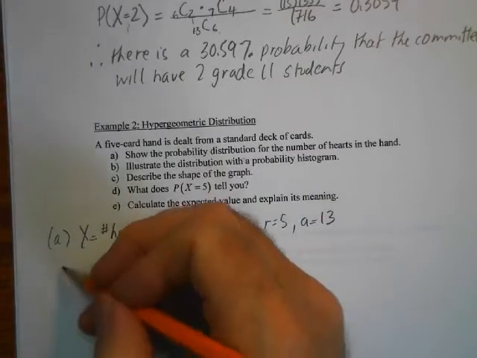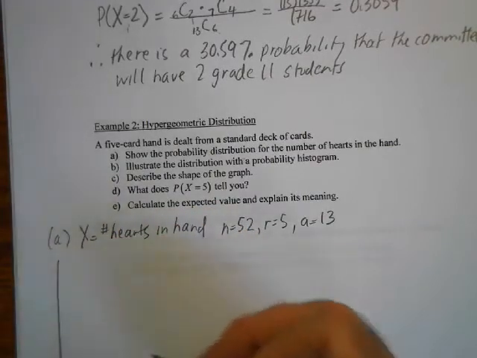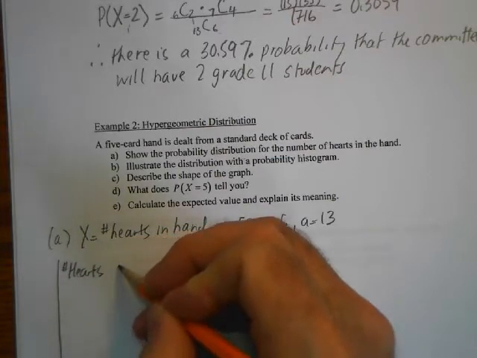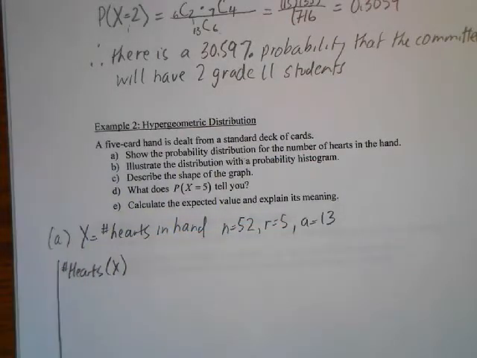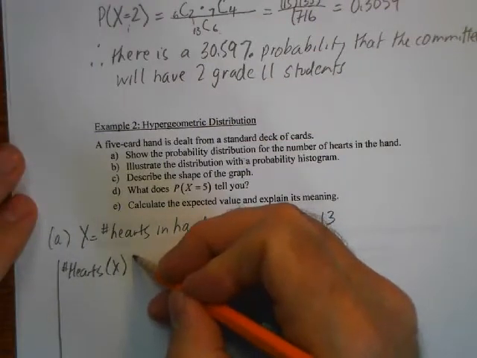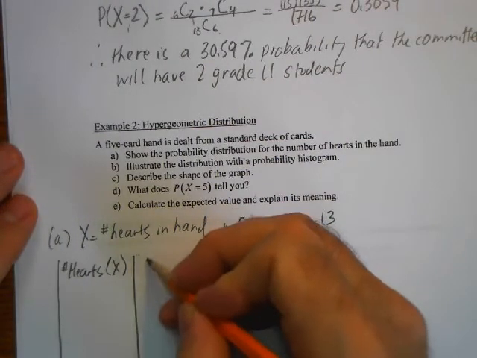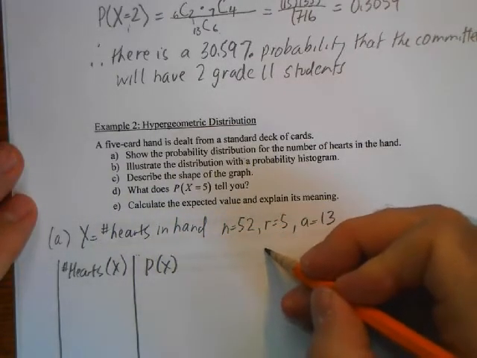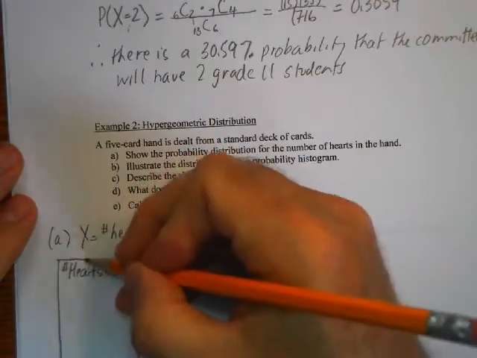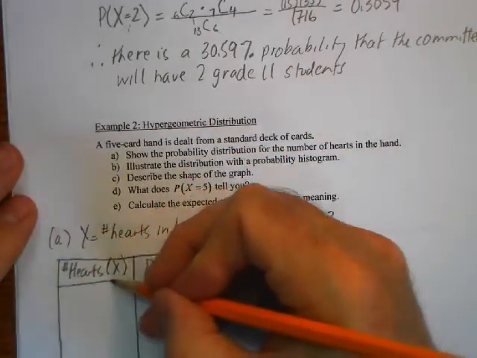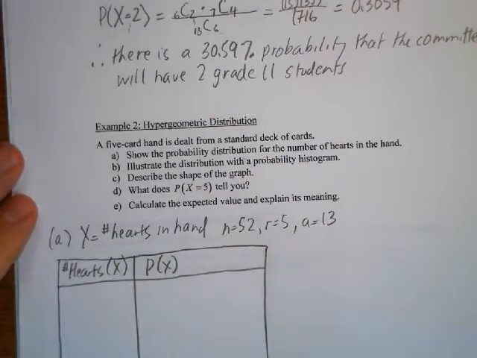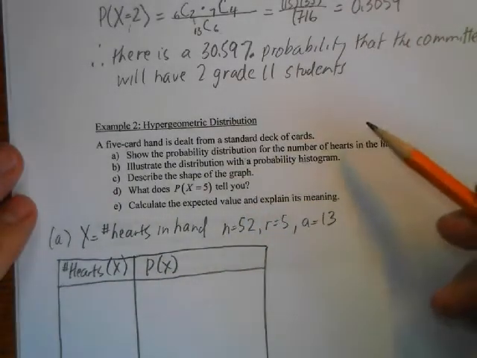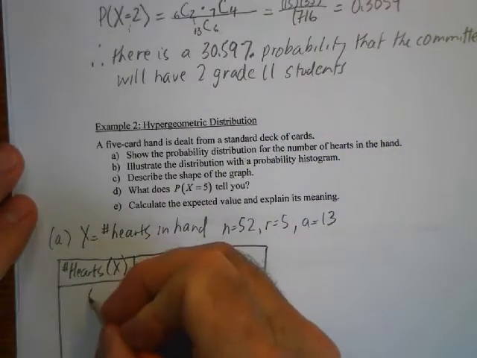Okay, so now we can build our distribution. In the first column, we have the number of hearts, which is our random variable. And then we have the probability of getting that number of hearts over here. So let's give ourselves some room. In terms of possible values of hearts, you could have anywhere from 0 to 5 hearts, so we have to have a row for each of those.